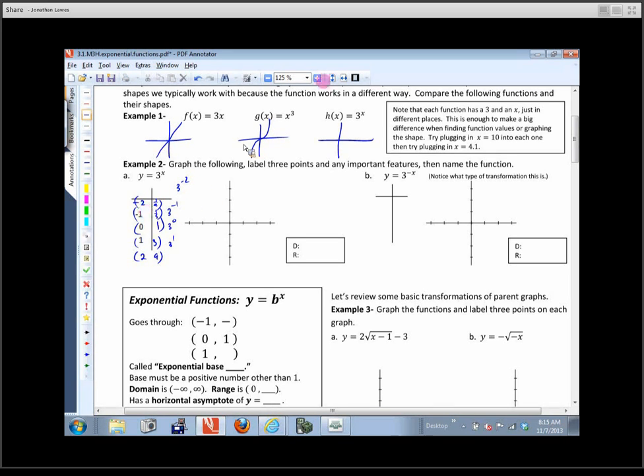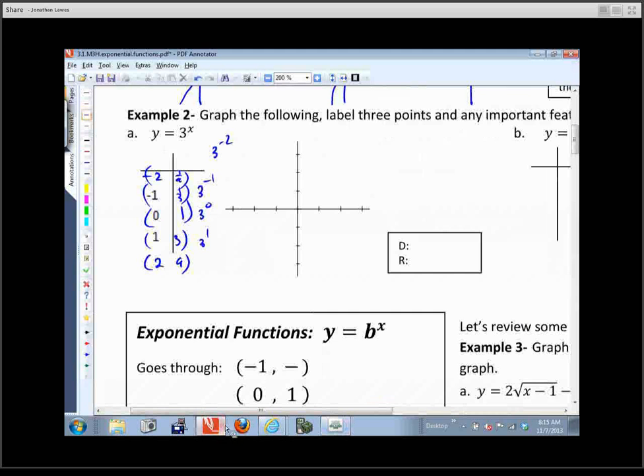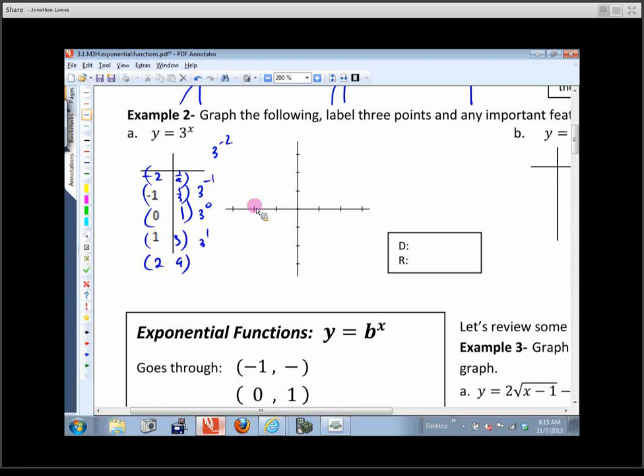So let me blow this up just a little bit. So I get negative 2 and 1/9. That's kind of a hard thing to graph, but we'd be about right there. Negative 1 and 1/3, so we'd be about right there. And 0, 1, so I'd be about right there. Now, even on this little bit of a graph right here, we can see that there's a little bit of a curve to this.